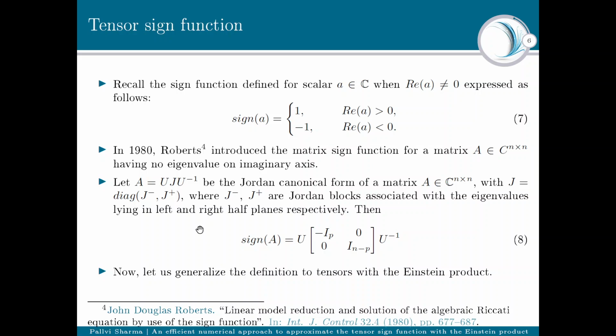Then he split the Jordan form into two parts. The first part contained the eigenvalues corresponding to the left half plane, and the second part was associated with the eigenvalues lying in right half plane respectively. Then sine of A can be defined by this equation number 8. Now let's generalize this definition to tensors using the Einstein product.